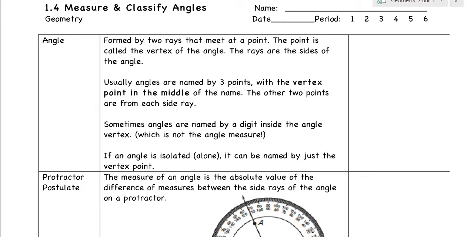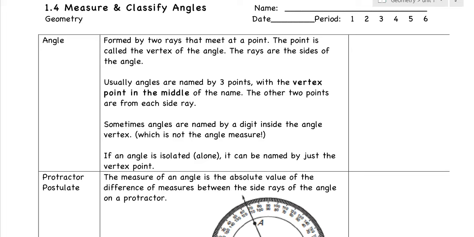Alright, so today we are jumping from segments to our second major piece of the puzzle, angles. These two things make up all of our polygons, segments and angles. So we've looked for the last two sections at segments. Now we're going to look at angles. So first we have to define what an angle is.